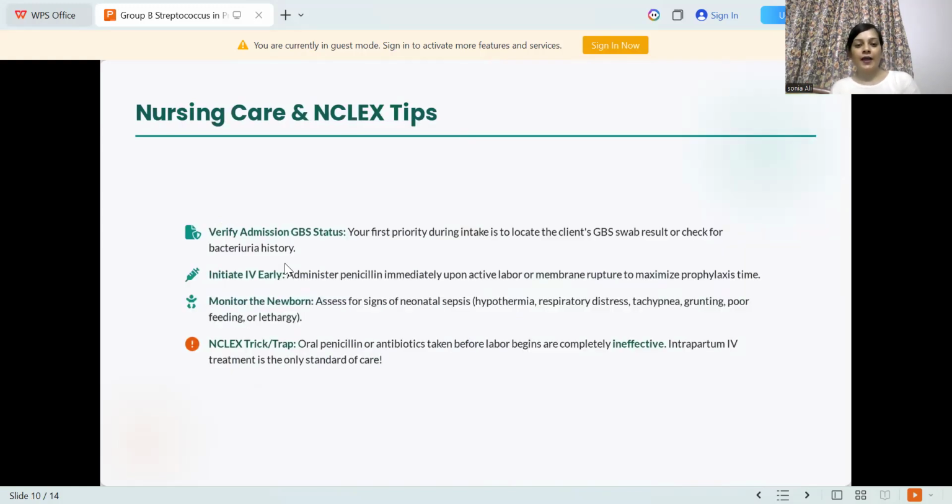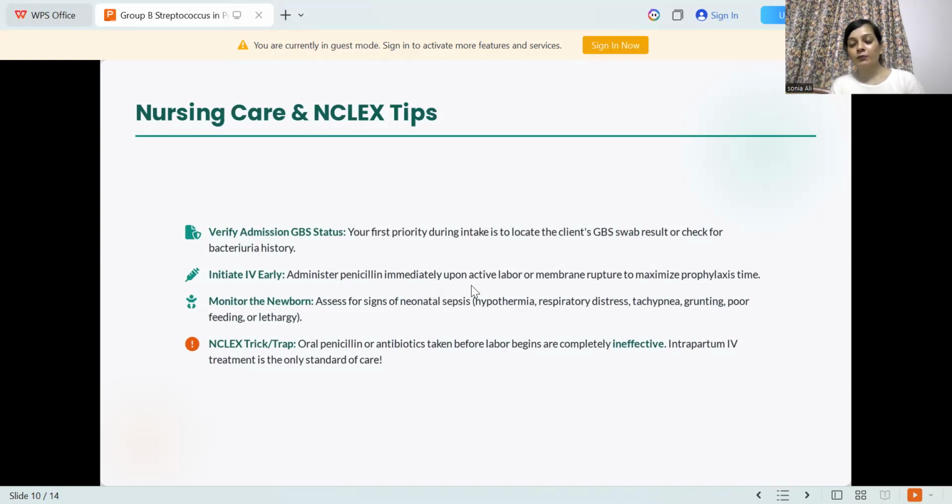Nursing care and NCLEX tips are in this slide. First is to verify admission GBS status. Your first priority is to find out whether the patient is GBS positive, negative, or unknown. So we will check the patient's swab results and check the bacteriuria history test, whether they have been checked or not. Give IV penicillin early, immediately upon labor or rupture of membranes. We already discussed this for prophylaxis.